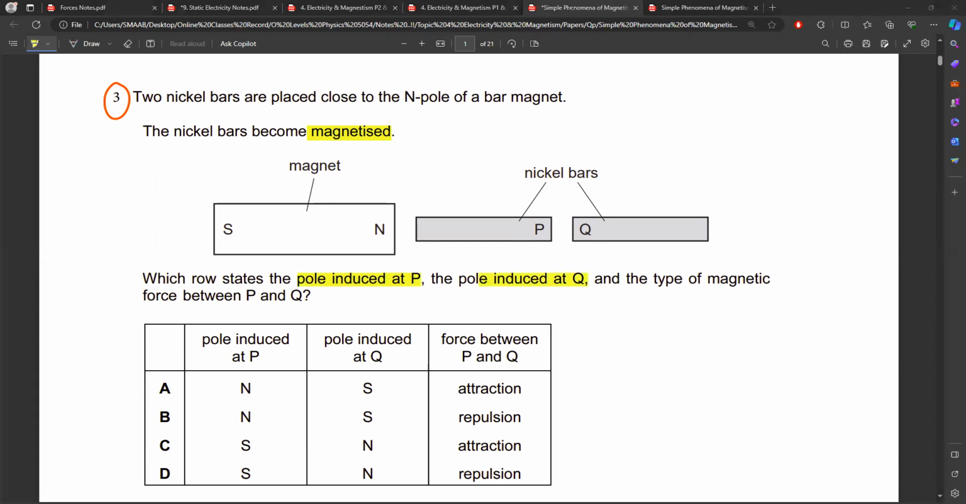Option A. So this will be north, this will be south, this will be north, and attraction. Yes, because initially we are using nickel and it becomes magnetized. It means initially it is not a magnet. So when it becomes magnetized, it will attract. So north, south, there will be a force of attraction because we have unlike poles together. Okay, correct.